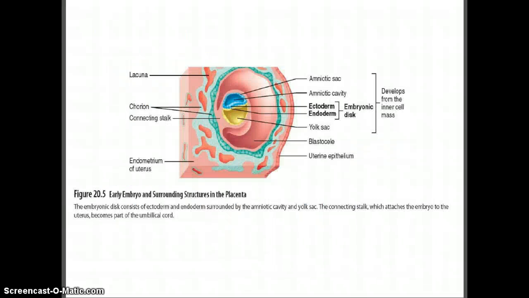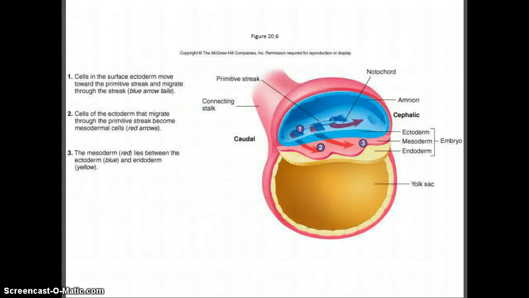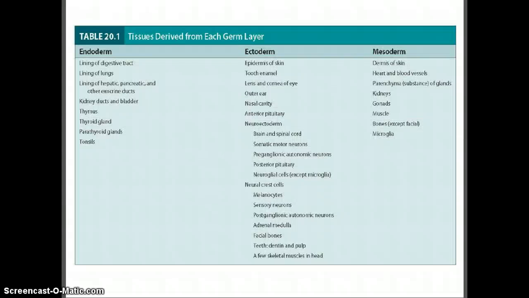Here is a diagrammatic picture to show you some of the formations of these germ layers. Again, get an overview of this, know that they exist, know what they are called, but I am not going to ask you specifics about these really. This shows you some of the structures, blue being the ectoderm, red the mesoderm, yellow the endoderm, so the relative locations of these early after fertilization has occurred.